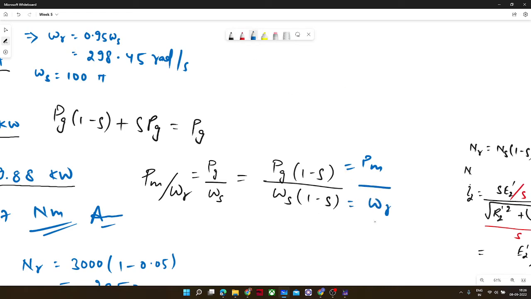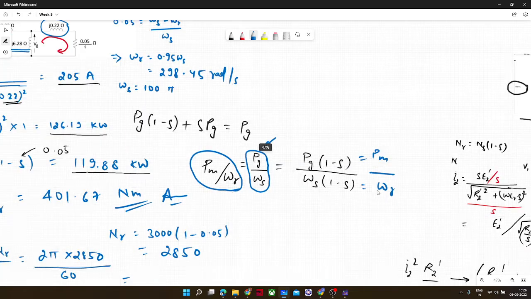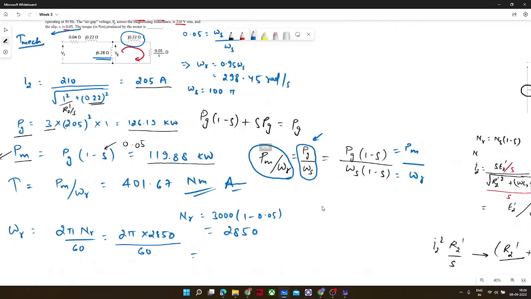So again the same ratio is maintained. That is the beauty of this induction motor. If you calculate torque with this formula, Pg by omega S or Pm by omega R, you will get the same value. So it is just a coincidence, but you cannot say directly that it is the developed torque or the shaft torque. Okay, so you need to keep that in mind. Let us move ahead.